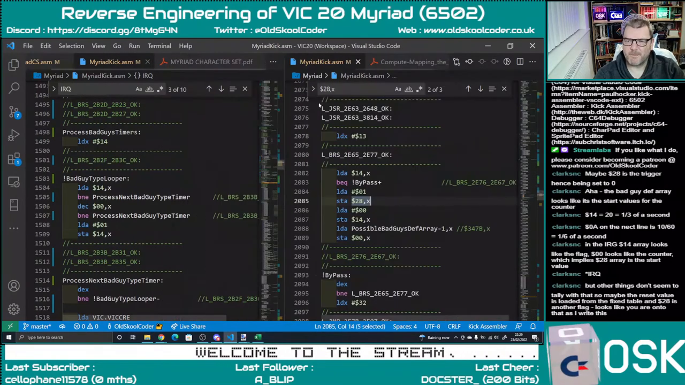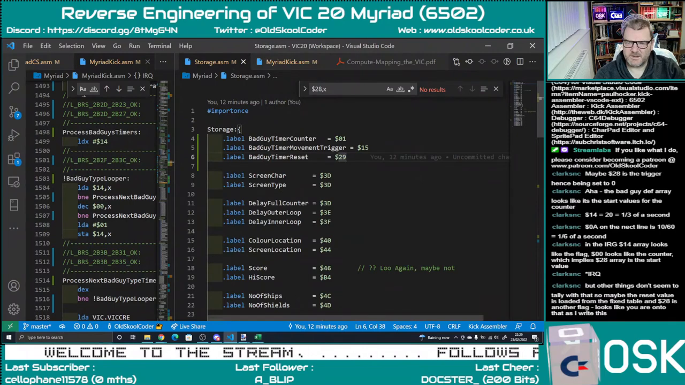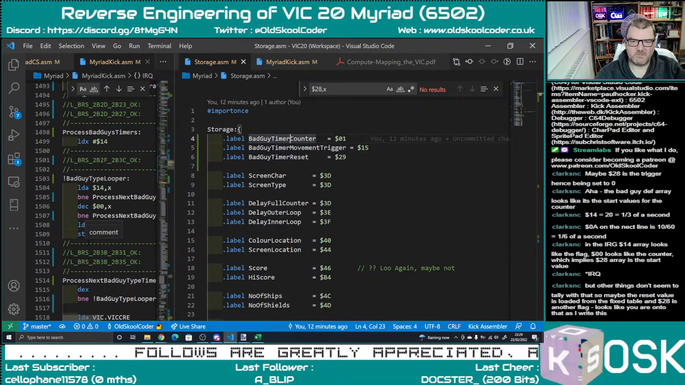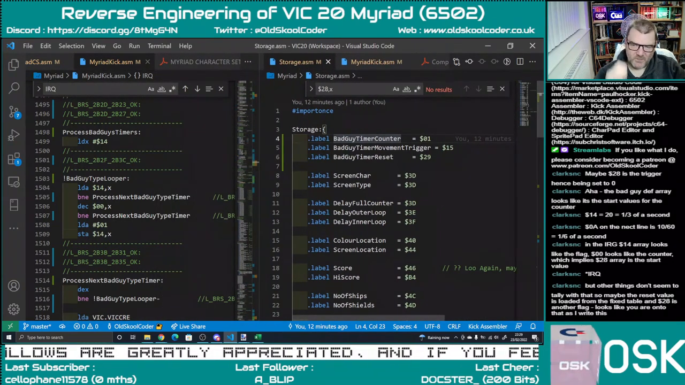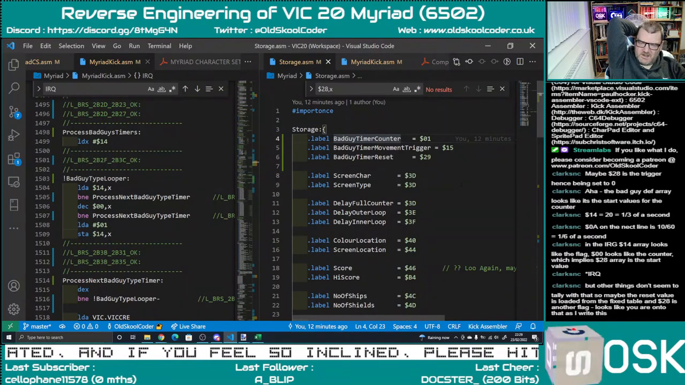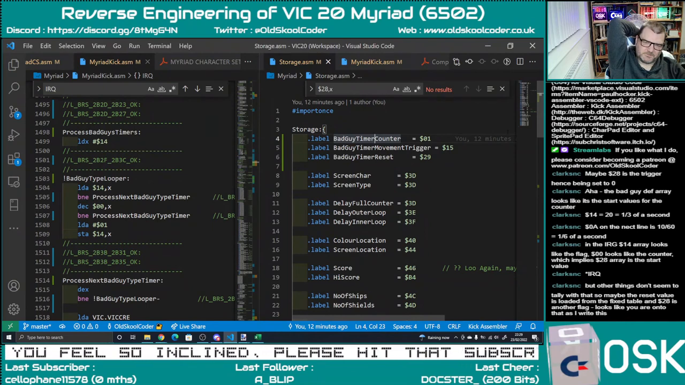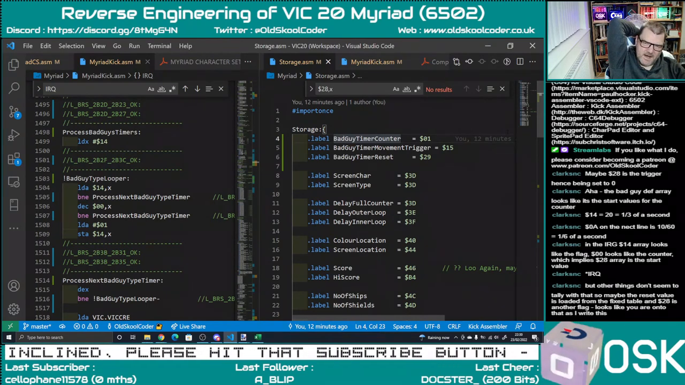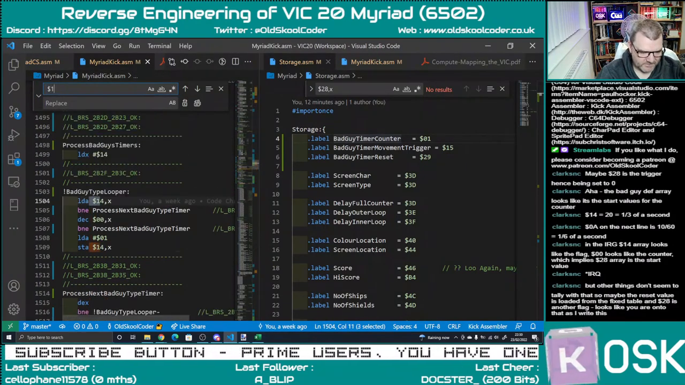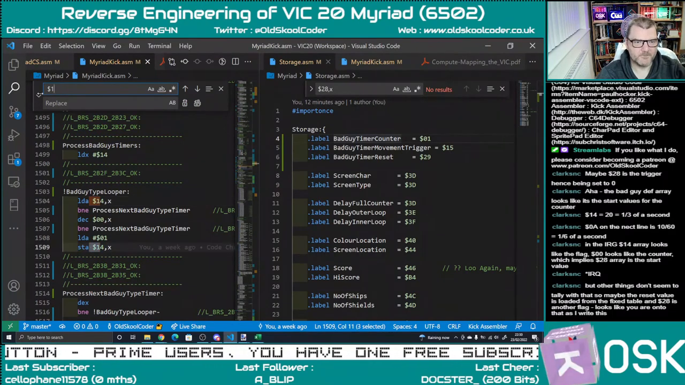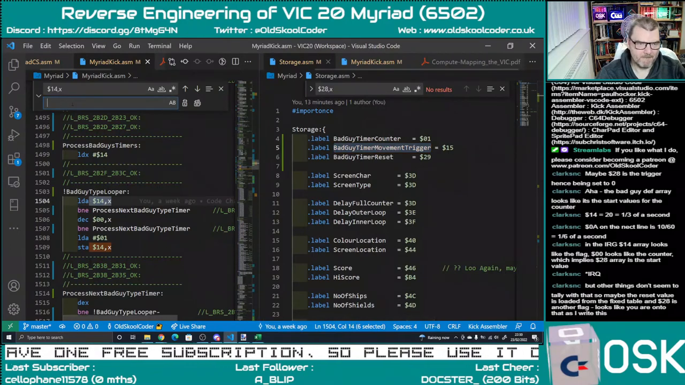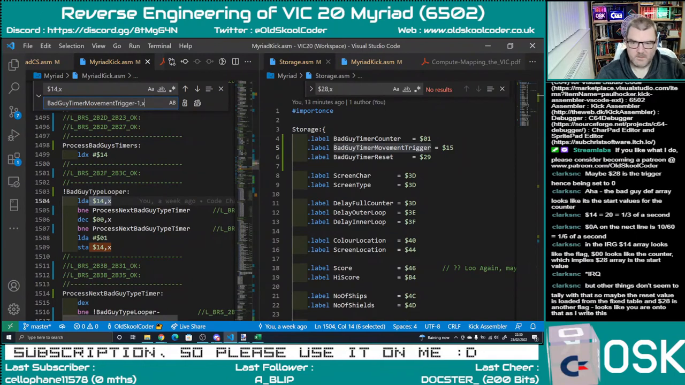Right, okay, let's change our thing. So, this is bad guy timer reset, that's right. Trigger and counter. So now I've put these at 1, 15 and 29 because if we do 14, that's going to get in the way of. So what we need to do is here, we need to search for 14. And change it for that. That's what we need to do.